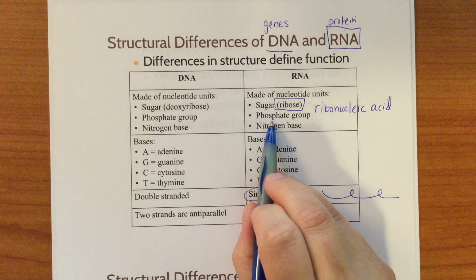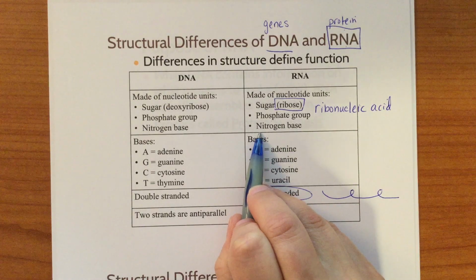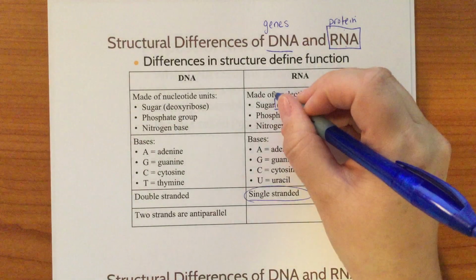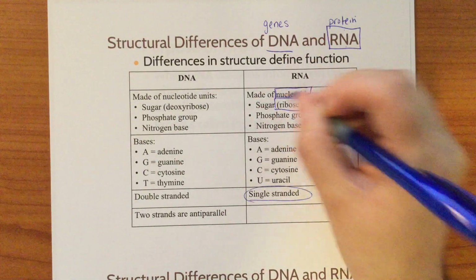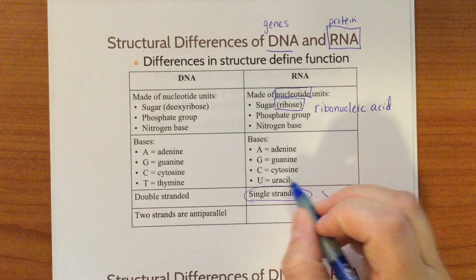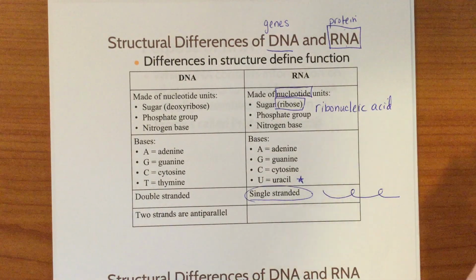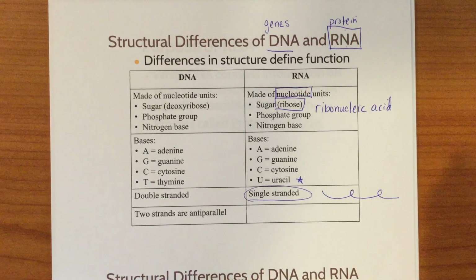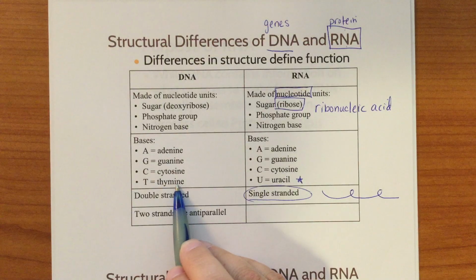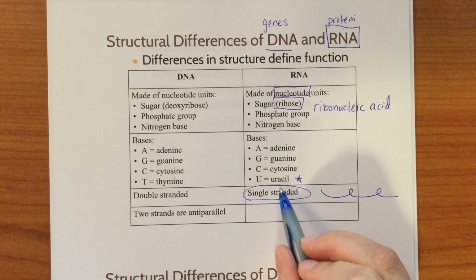It still contains a phosphate, so those will be in the same position, and the nitrogen base will be in the same position. So structurally, you'll still have everything made up of nucleotides. But what's different about the nucleotides, besides the sugar, the type of sugar, is this right here. Because of the number of bonds available in the ribose sugar, thymine cannot bind with ribose. So there is a fifth base called uracil.